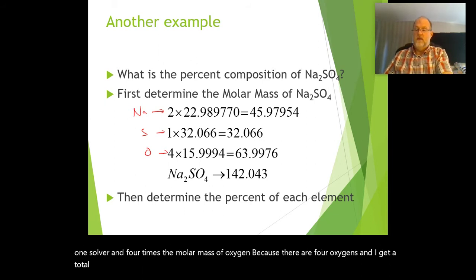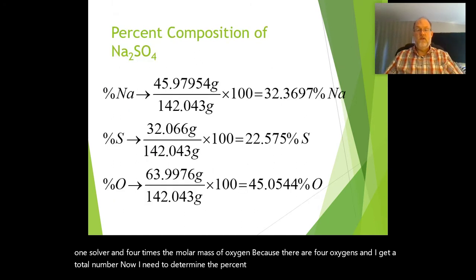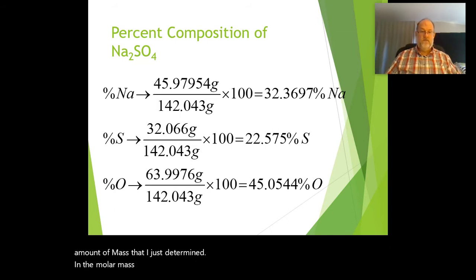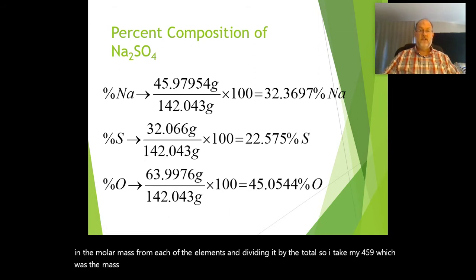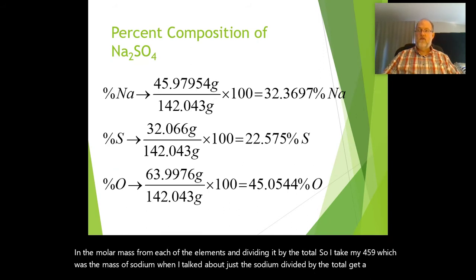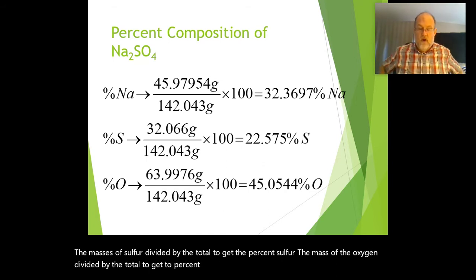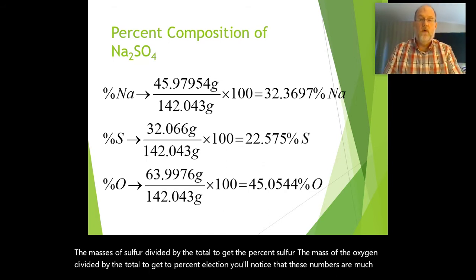Now I need to determine the percent of each. I simply do that by taking the amount of mass that I just determined in the molar mass from each of the elements and dividing it by the total. I take my 45.9, which was the mass of sodium, divided by the total, to get a percent. The mass of the sulfur divided by the total to get the percent sulfur. The mass of the oxygen divided by the total to get the percent of oxygen. You'll notice that these numbers are much more precise than the numbers we got when we were measuring.